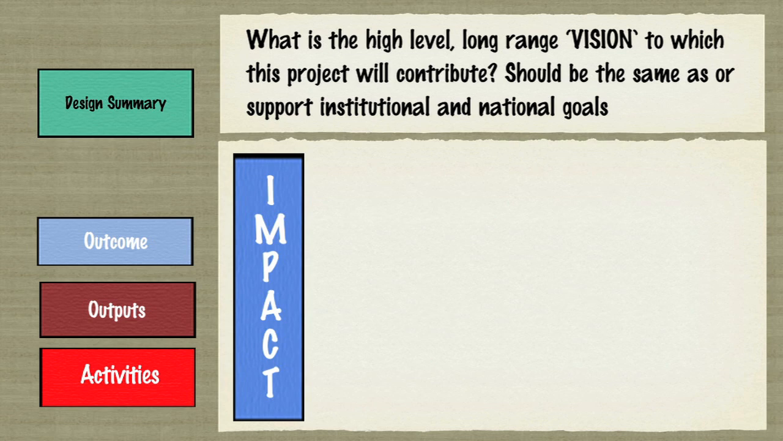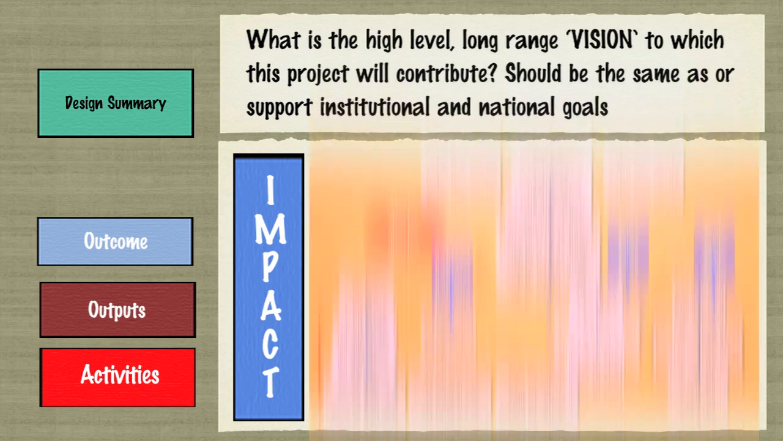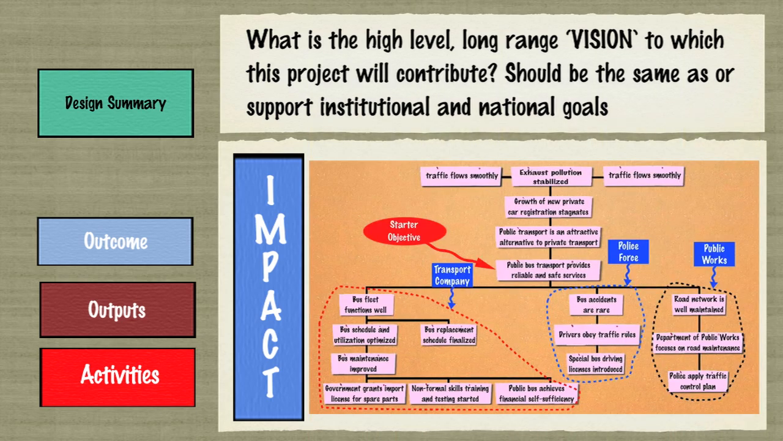To search for the candidate statements, go back to the objectives tree. Look for the possible impact statements above the outcome you have chosen. Impact should be similar to or support institutional and sectoral goals. The resulting impact statement links the project with the specific outcomes in the Country Partnership Strategy or CPS.